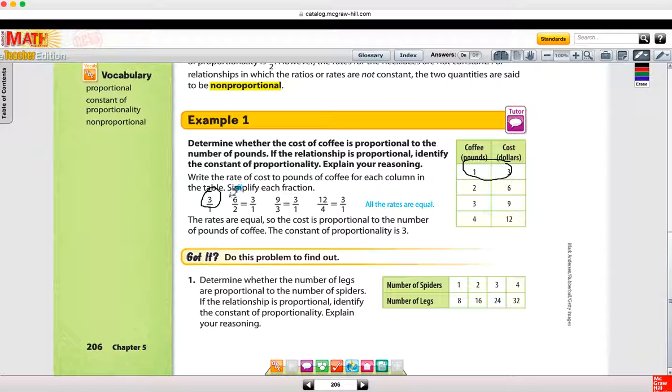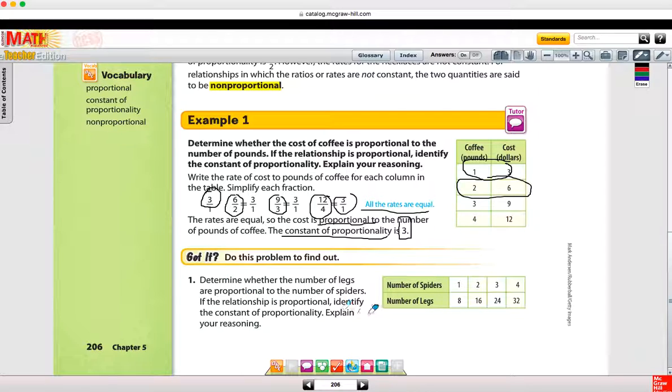And then they took the next one, 6 to 2. $6 for 2 pounds, $9 for 3 pounds, and $12 for 4 pounds. So all of those rates are equal to $3 per pound. So since the rates are equal, the cost is proportional to the number of pounds of coffee. So the constant of proportionality, we would say, is equal to 3.